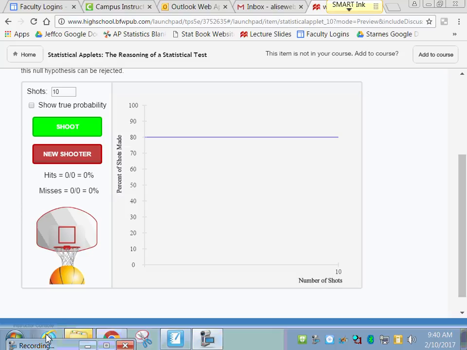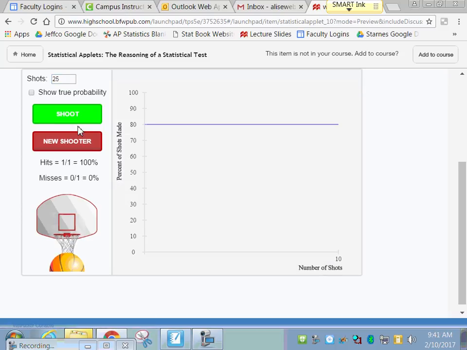Cece, will you read number 2? Suppose the player takes 25 shots. How many of the 25 shots did the player make? All right, let me do that first. So we're going to change this number of shots to 25. And we're going to watch the guy.